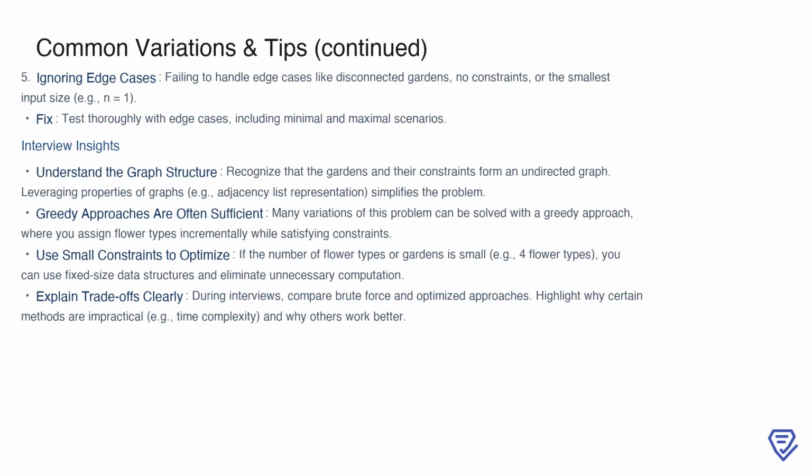In interviews, it's also important to understand the underlying graph structure of the problem. The gardens and constraints form an undirected graph, and using an adjacency list representation can simplify your work significantly. Greedy approaches typically work well here, as you can assign flower types incrementally while ensuring constraints are satisfied. Additionally, when the number of flower types or gardens is small, fixed-size data structures can be used to optimize performance by eliminating unnecessary computations.